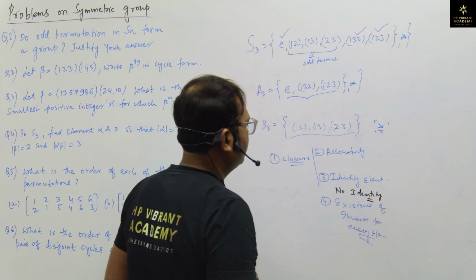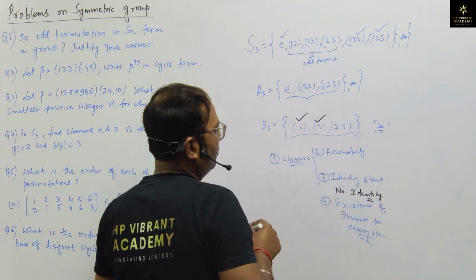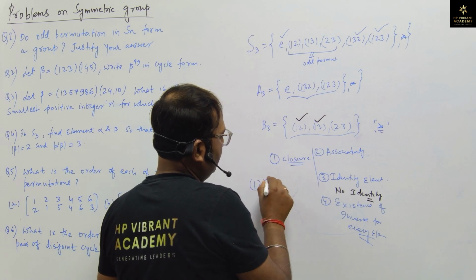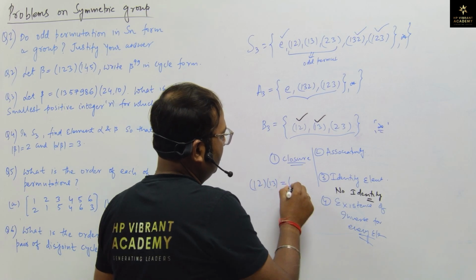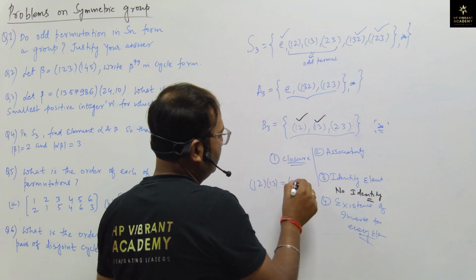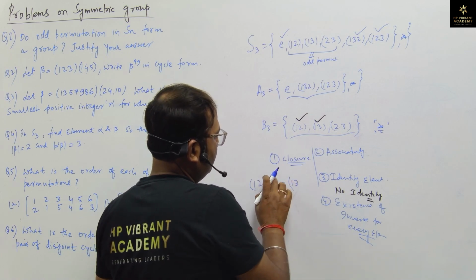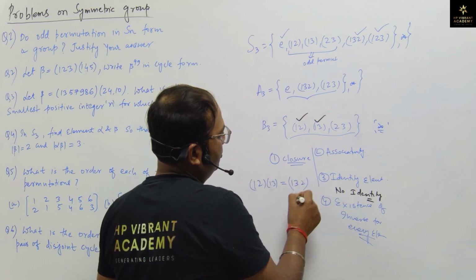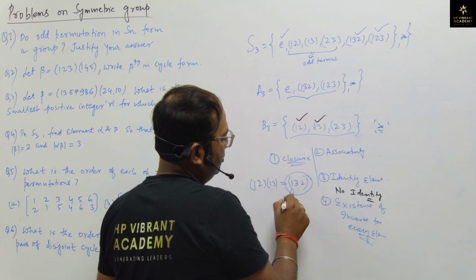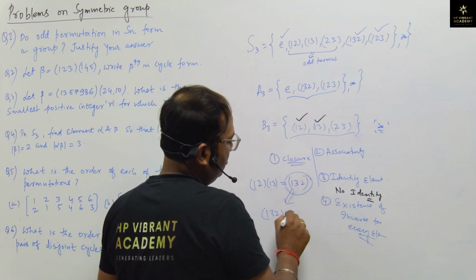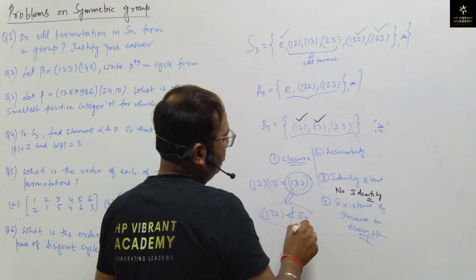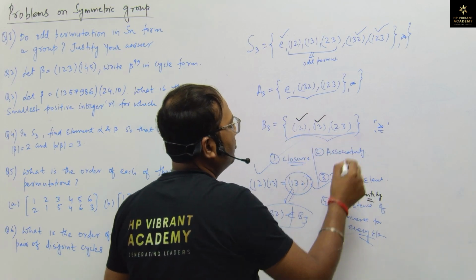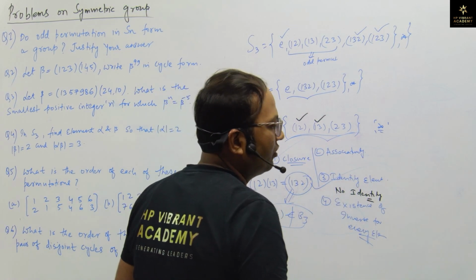Okay, let us apply the closure property. Let us take these two elements (1 2) and (1 3), and multiply them: (1 2) times (1 3). So 1 goes to 3, 3 goes to 3. Now 3 goes to 1, and 1 goes to 2. So we get (1 3 2), which does not belong to B3. Okay, so the closure property is not satisfied, and the identity element is also not there. That's why this set of odd permutations does not form a group under the operation composition of function.